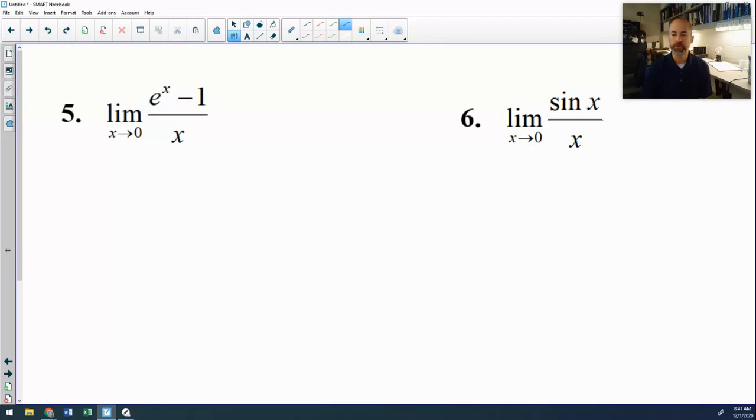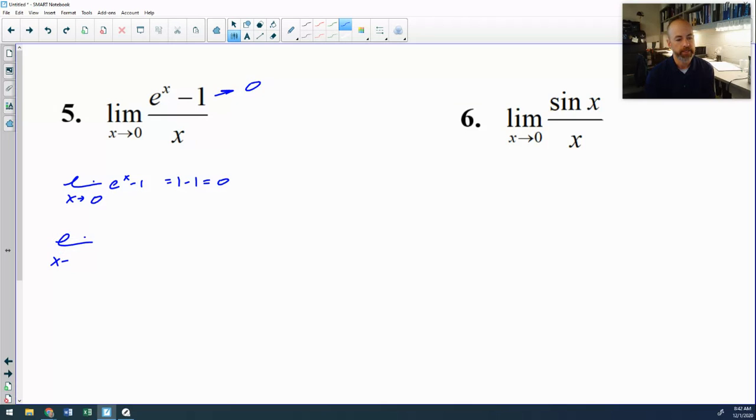Let's do a few more. I think I have 3 more total. Let's look at number 5 here. First thing I want to do is look at top and bottom separately. Limit as x approaches 0 of e to the x minus 1. So e to the 0 is 1 minus 1. That is 0. So now I have shown that my top is approaching 0.